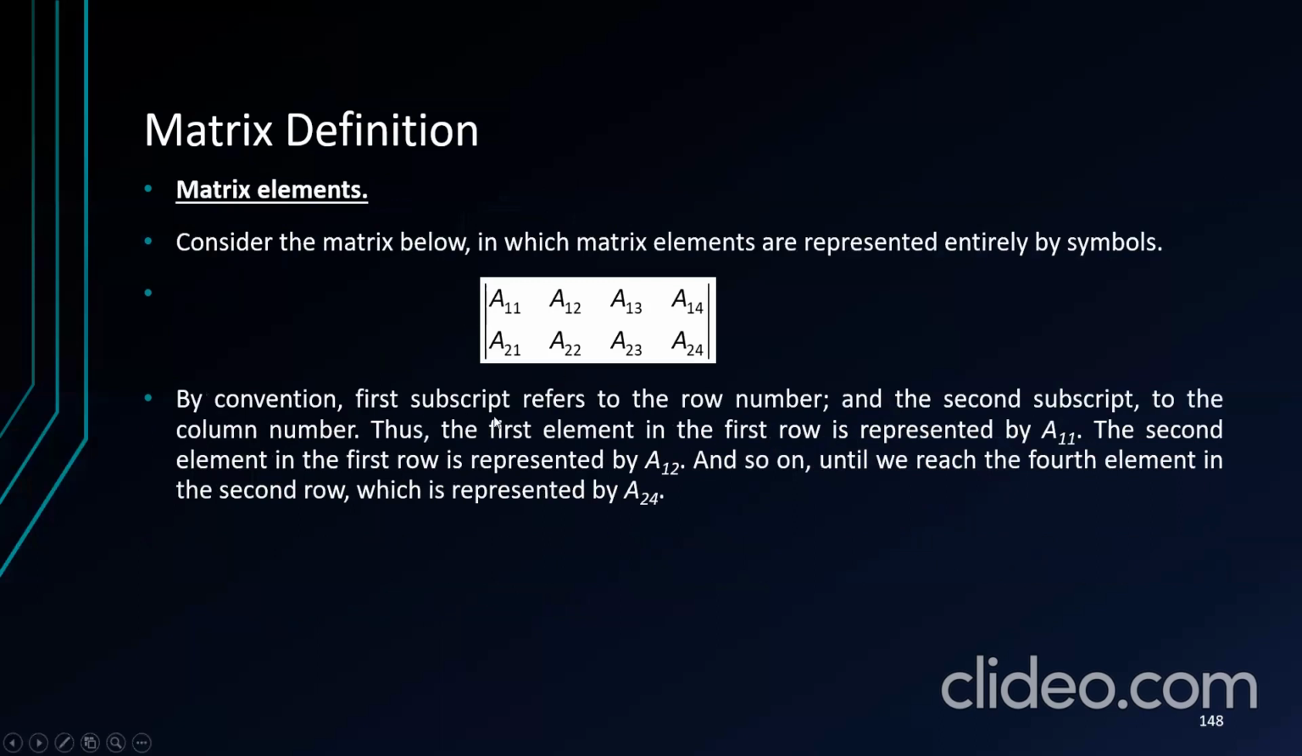So, consider the matrix below, ito, in which the matrix elements are represented entirely by symbols. A11, rows and column. A11, so first row, yan, and first column. And so on. So, by convention, first subscript refers to the row number, and the second subscript to the column number. Thus, the first element in the first row is represented by A11. The second element in the first row is represented by A12, and so on until we reach the fourth element in the second row, which is, ito yung second row, A24. 2, second row, 4 is the fourth column.